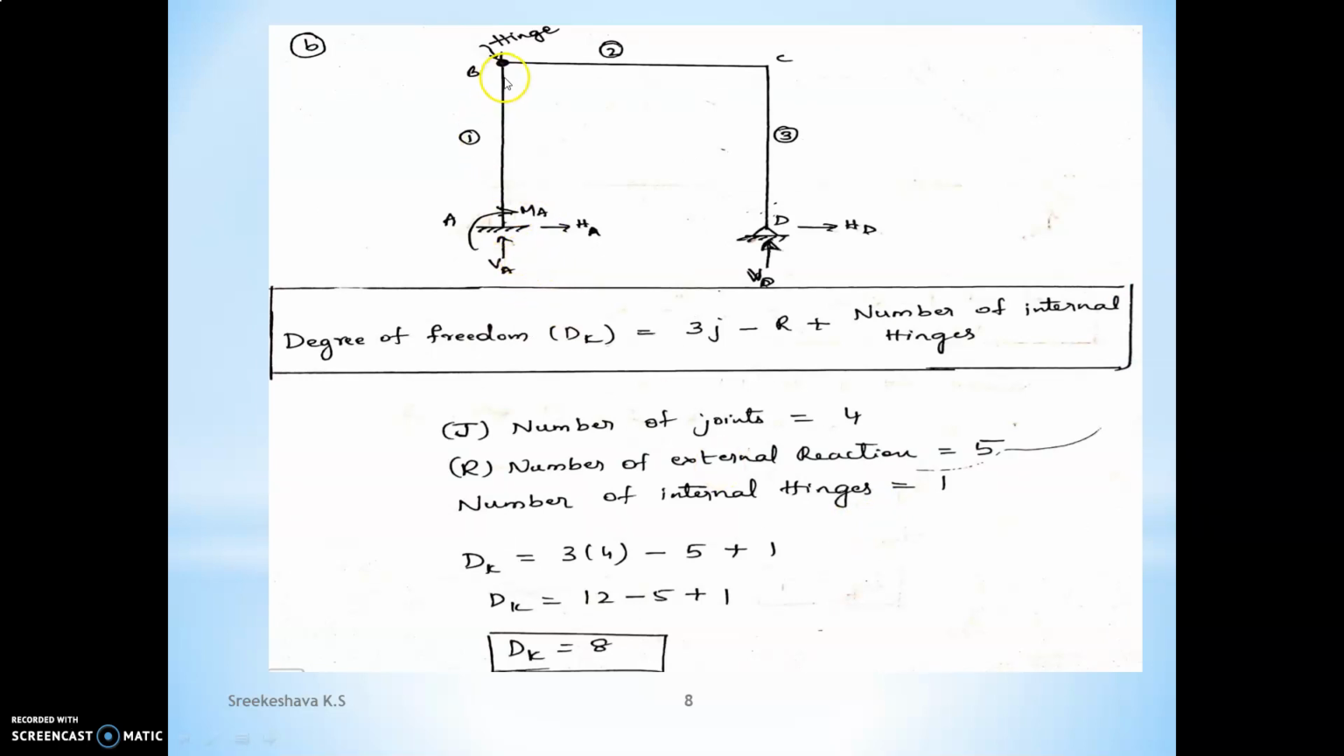So in this rectilinear frame, I am imposing a hinge at joint B. Clear? Now the joints will become only 4, because if I impose a hinge at some other point, it will create a joint. At that joint I am imposing, hence the number of joints is 4, and the number of external support reactions: here fixed 3 and here hinge 2, 3 plus 2 is 5. Total number of external reactions is 5 and the number of internal hinges is 1. Just substitute all these values in this empirical equation, 3j minus r plus number of internal hinges, we are getting 8. Therefore, the degree of freedom for the given rectilinear frame is 8.